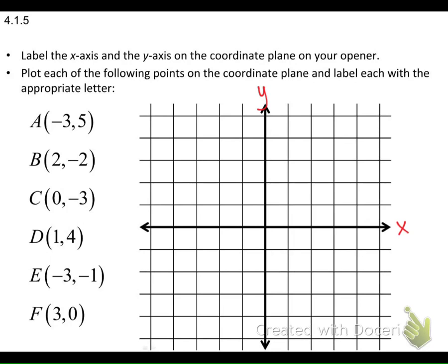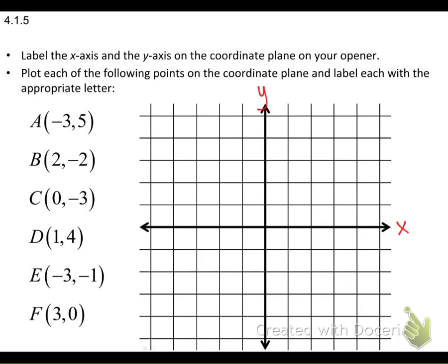The second part says plot each of the following points on the coordinate plane and label each with the appropriate label. Now, just a couple of things. If I start in the middle here, what's this middle called, where the x and the y axis intersect? The origin. If I go right on the x-axis, is that negative or positive? Positive. If I start at the origin and go left, it's negative. If I go up on the y, it's positive, and if I go down, it's negative.